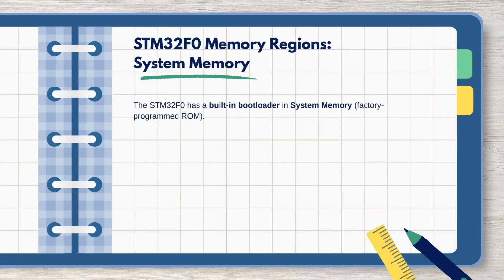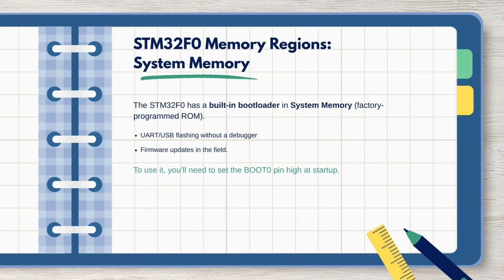System memory. The STM32F0 has a built-in bootloader in system memory. It's used for UART or USB flashing without a debugger, and for firmware updates in the field. To use it, you'll need to set the BOOT0 pin high at startup.